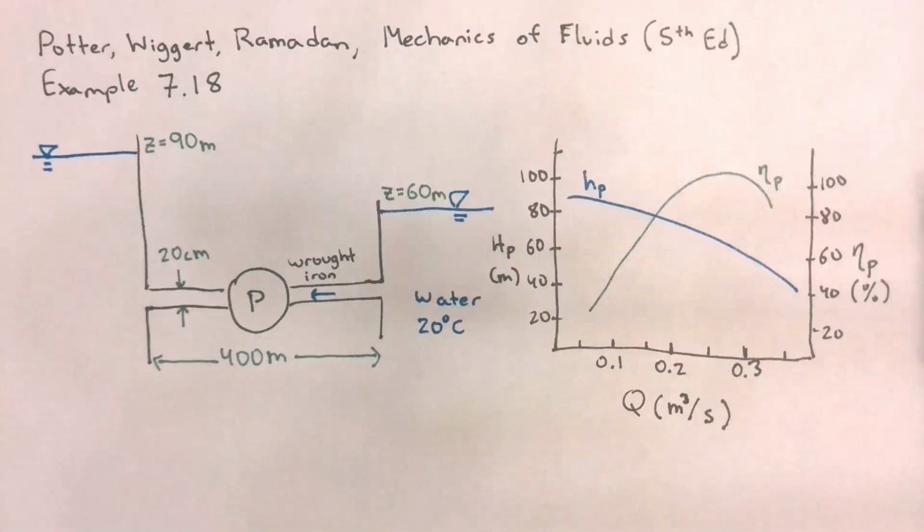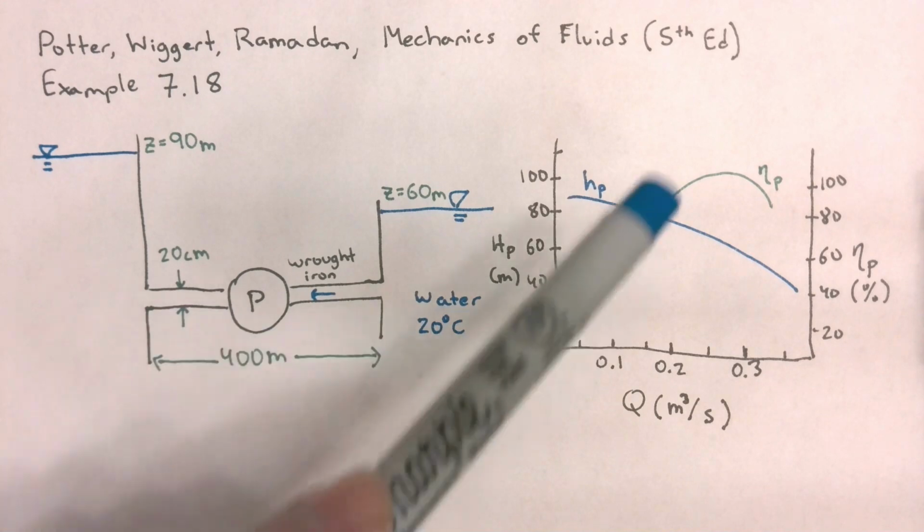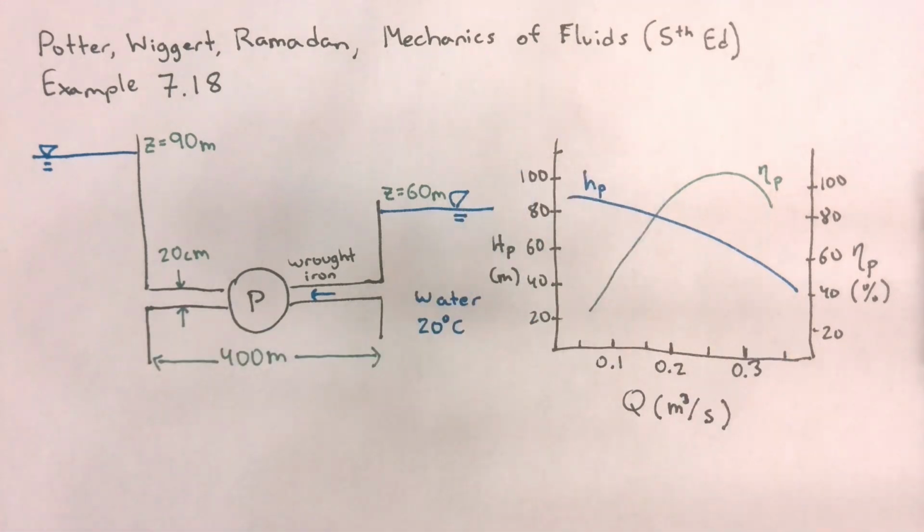All right, so this is example 7.18 from Potter's book, and it says, estimate the flow rate in the simple piping system in the figure, if the pump characteristic curves are shown in this figure. Also, find the pump power requirement. So that's good. We're going to look a little bit at pump power, which is something we haven't covered in class yet. But first, let's try to estimate the flow rate.